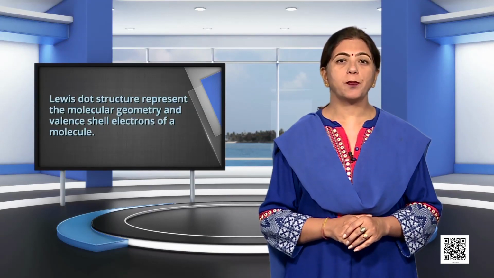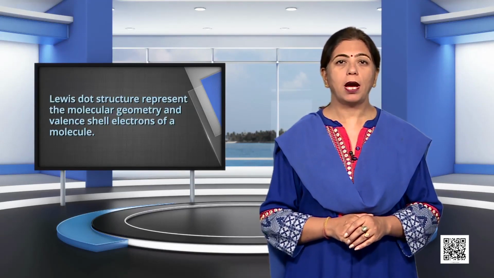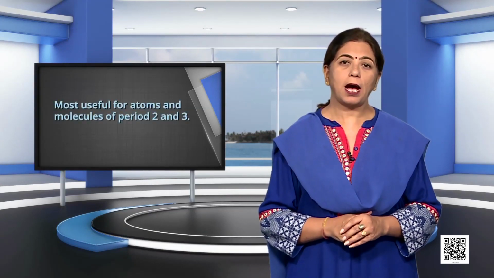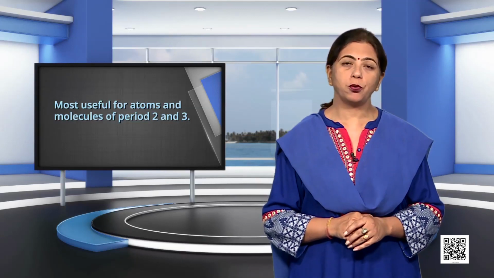Just now we have studied that the Lewis structure was named after Gilbert Lewis, who introduced it in his 1916 article. Lewis dot structures represent the molecular geometry and valence shell electrons of a molecule, also known as Lewis diagrams or formulas or symbols. Most useful for atoms and the molecules of period 2 and 3. It includes only valence electrons.